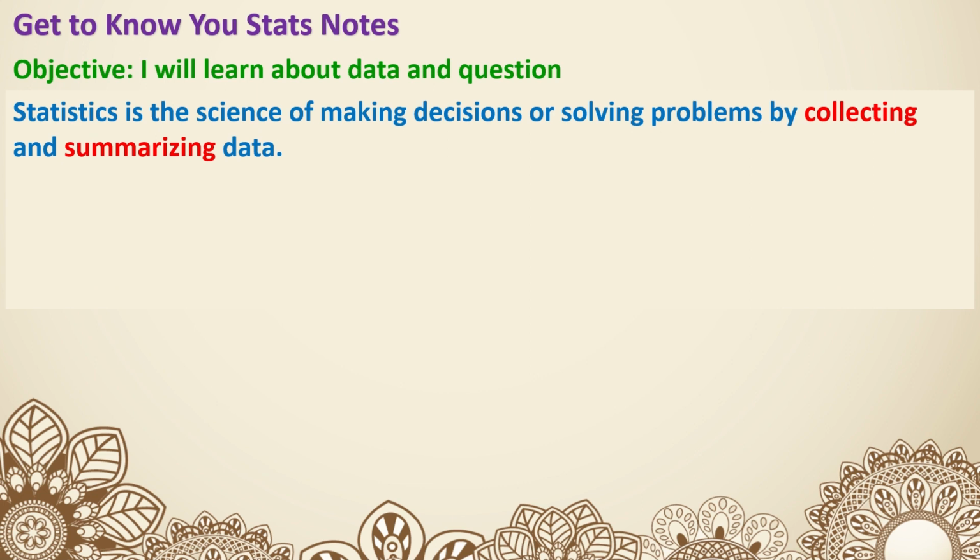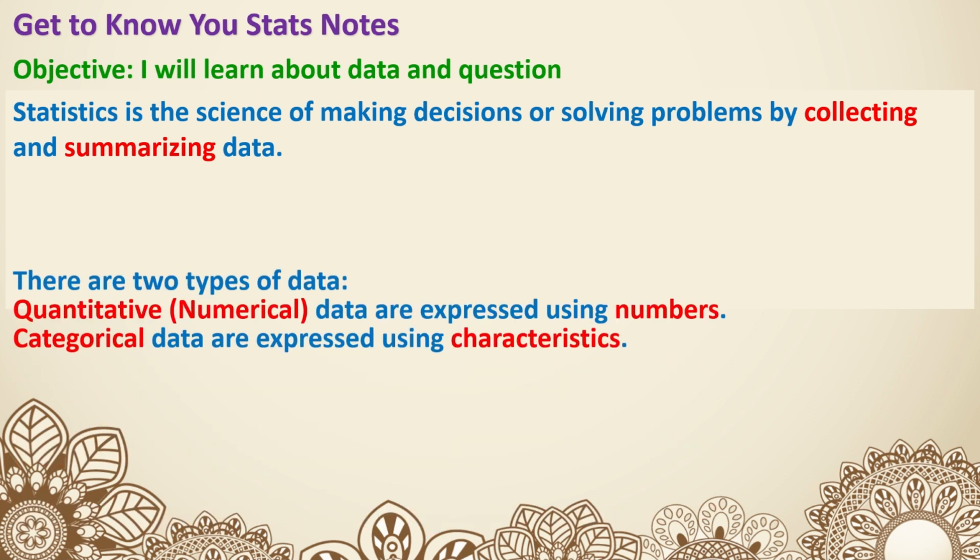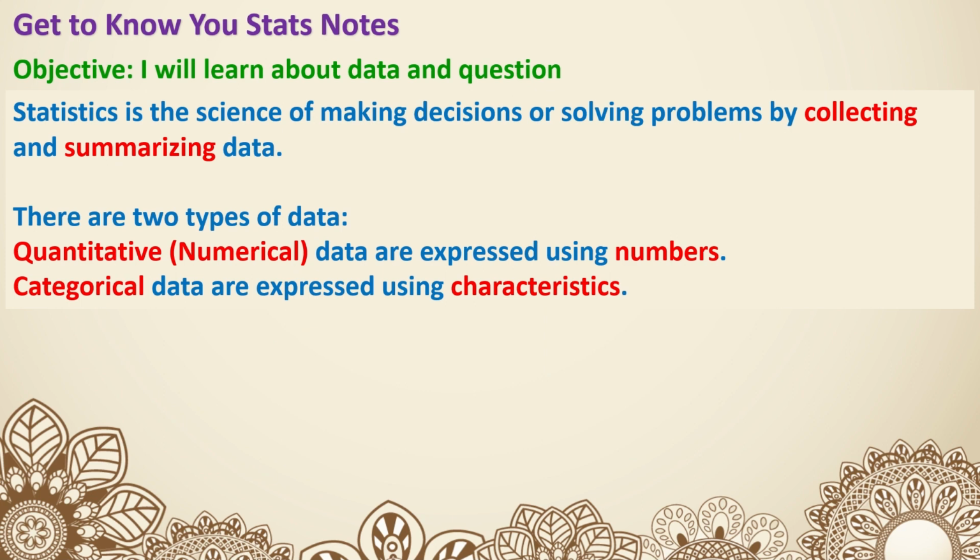So that's why in the previous activity, you summarized for each of the questions what kind of answers you got. Typically, there are two types of data that you are collecting. The first type is quantitative or numerical data, and they're typically expressed using numbers. You have seen some of the questions you got. The answers are all just numbers, nothing else.